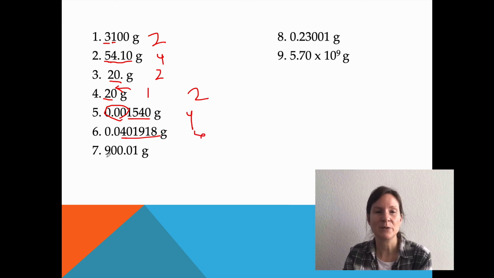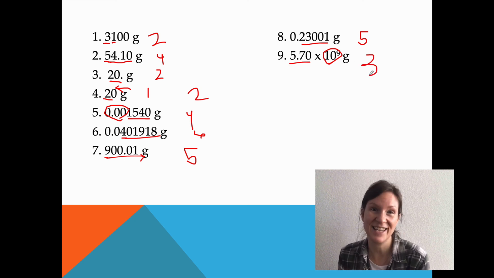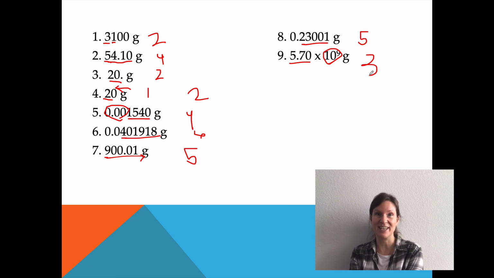For 7, I see a decimal point, so I start on the left. That first 9 is measured, so everything after it is measured as well. There's 5 of them there that are measured. Number 8, decimal point, go to my first non-zero, which is the 2. The 2 and everything after it is measured, so there's 5. And then number 9, beautiful scientific notation. None of those zeros after the times 10 are measured, but everything written in front of the scientific notation is considered measured and significant.